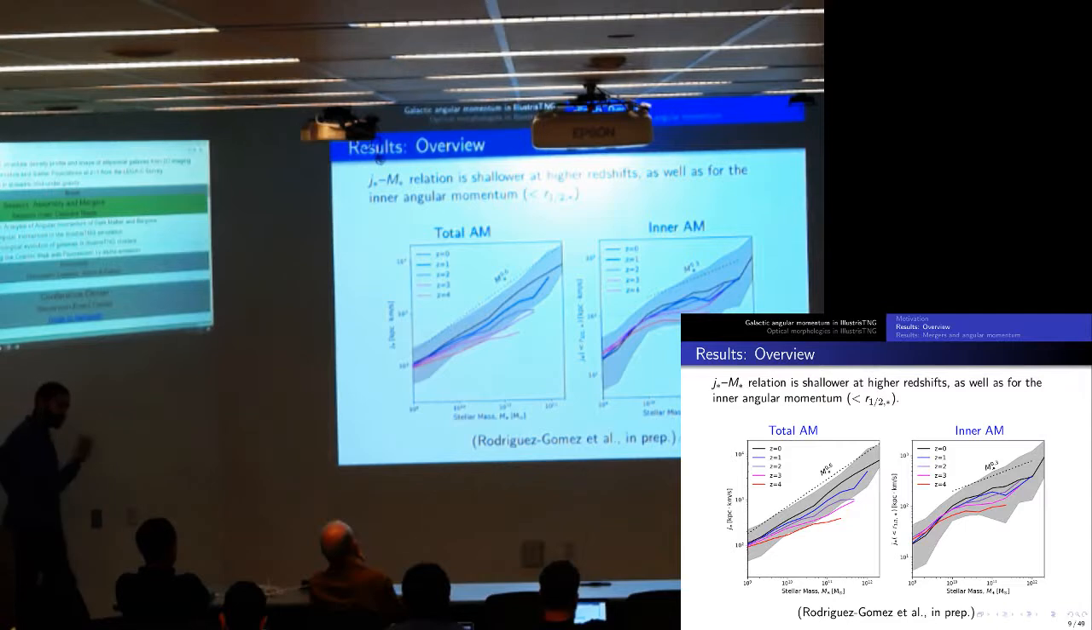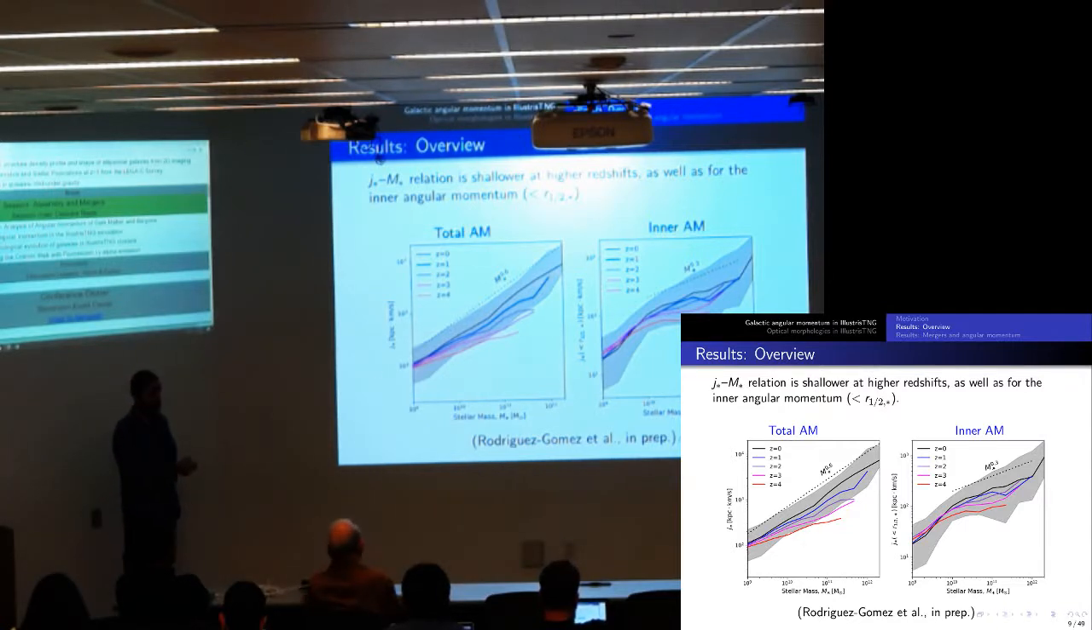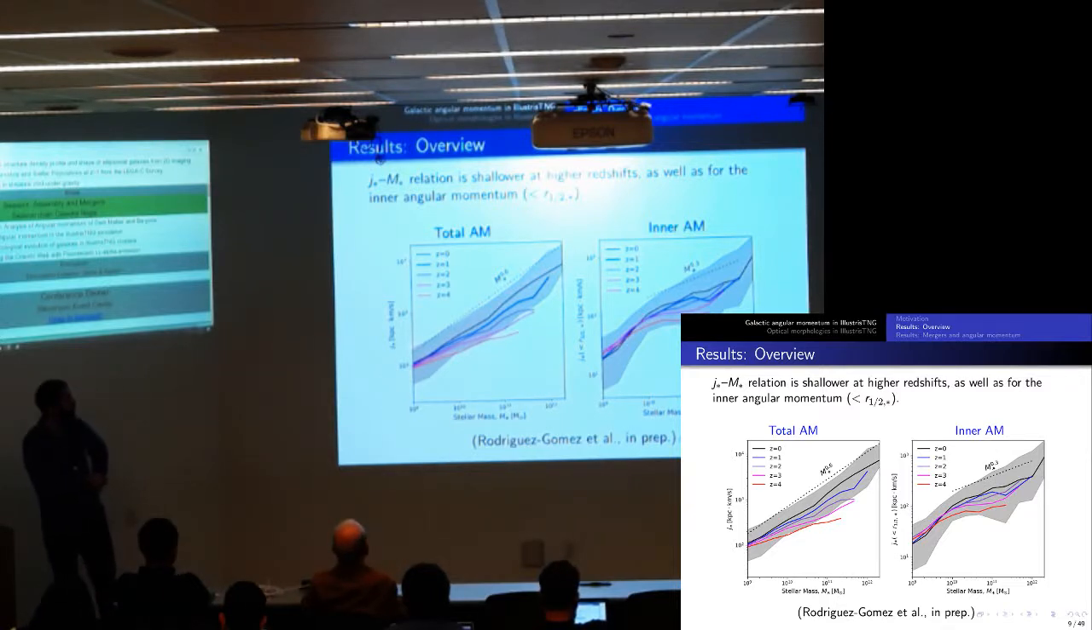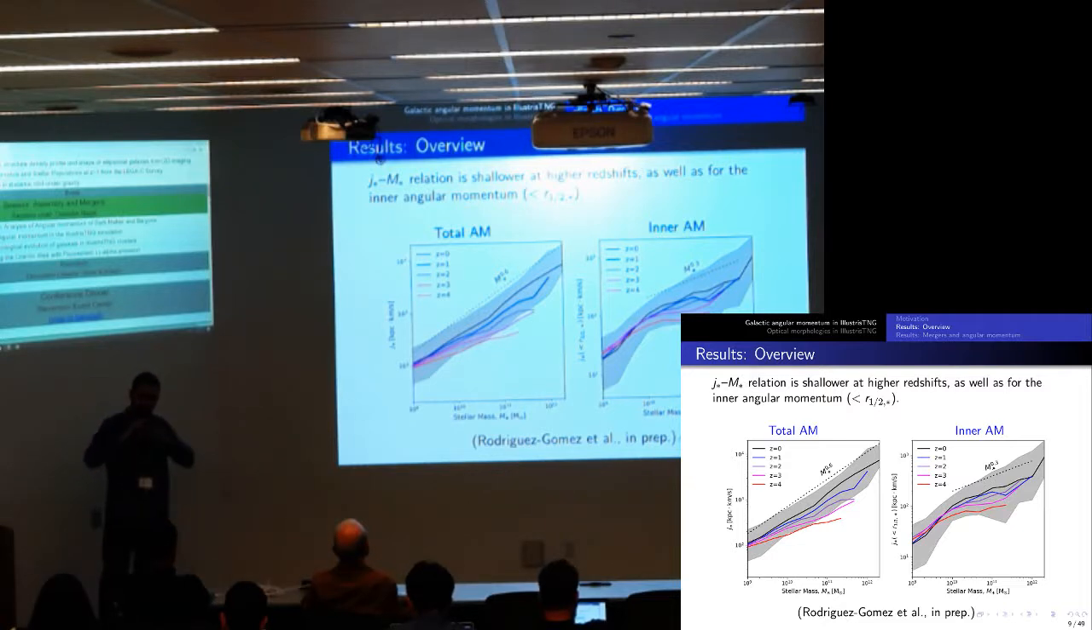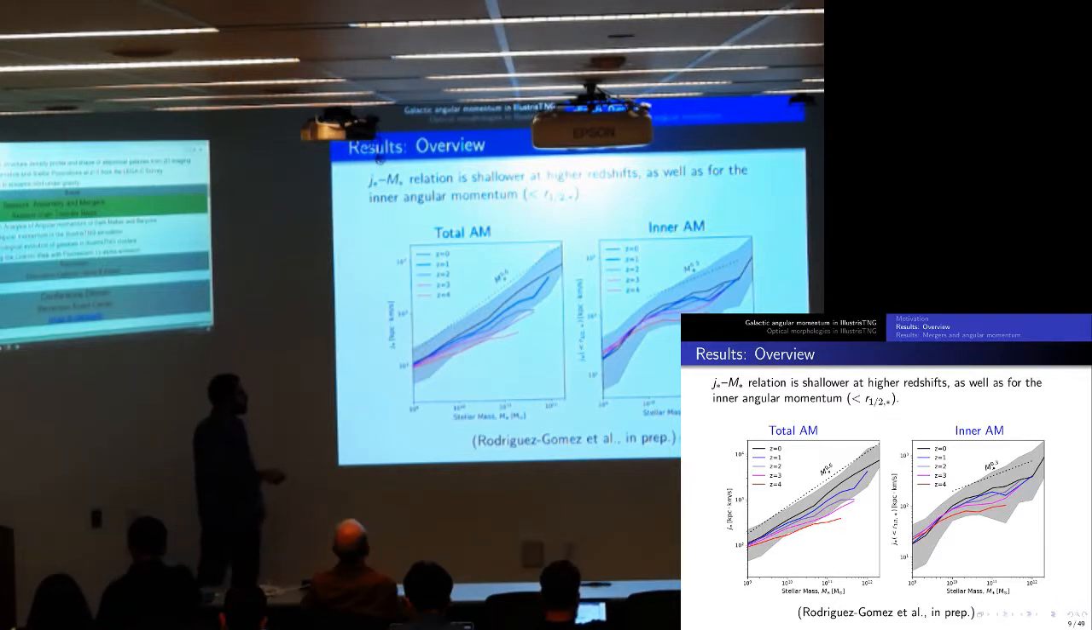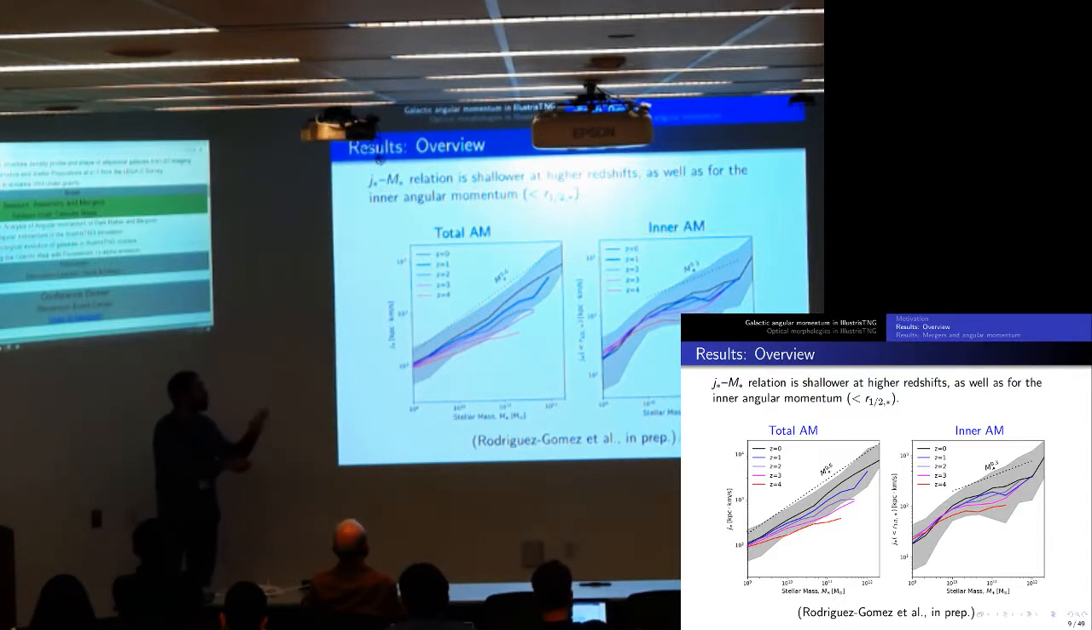So you might also wonder what the redshift evolution of this J star M star relationship is, and we find that the relation becomes shallower. It's shallower at earlier times, as is shown here, and it's also shallower if you consider the inner angular momentum, for example within one effective radius, which is what I show on the right-hand side. If you consider the total angular momentum, measured out to the entire galaxy, you get a logarithmic slope of around 0.6. And if you do it for the inner angular momentum, you get a logarithmic slope of roughly 0.3.